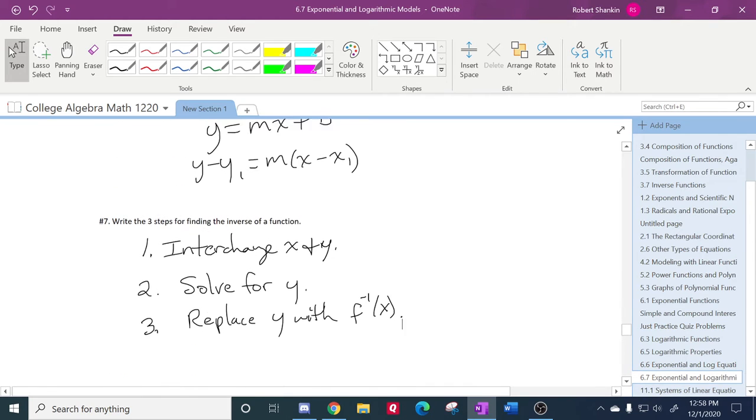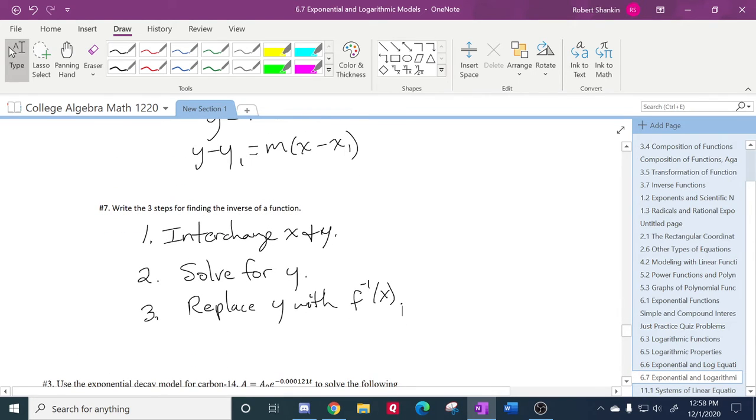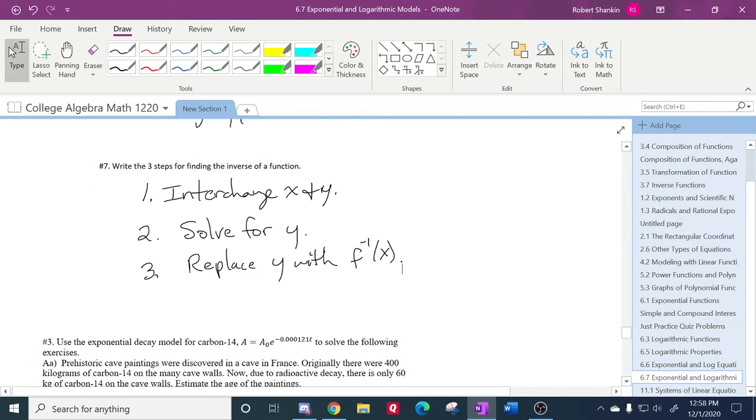Okay, and we are going to pick up where we left off. Well, last time we were in the middle of exponential and logarithmic models, and I hadn't assigned the homework because we hadn't gotten far enough.